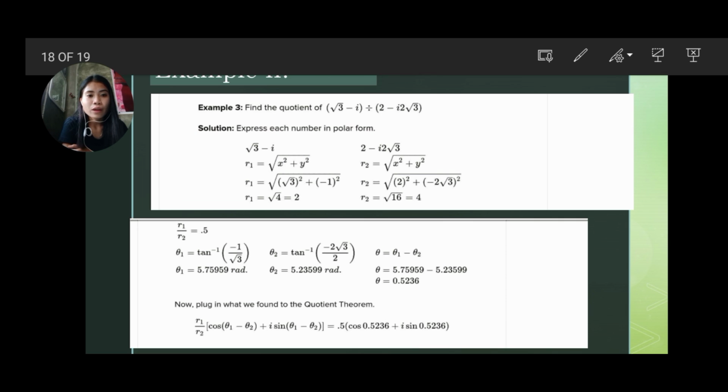We have 0.5 times the quantity cos 0.5236 plus i sine 0.5236, and that is the quotient of those given quantities.